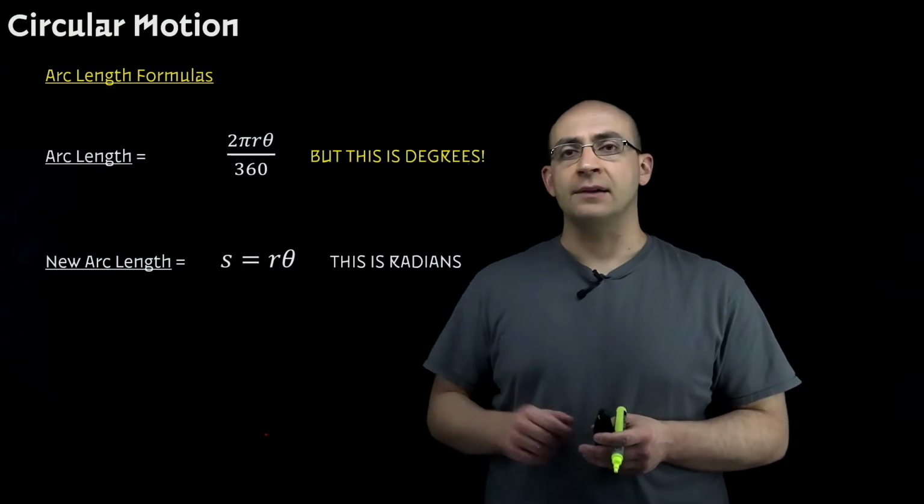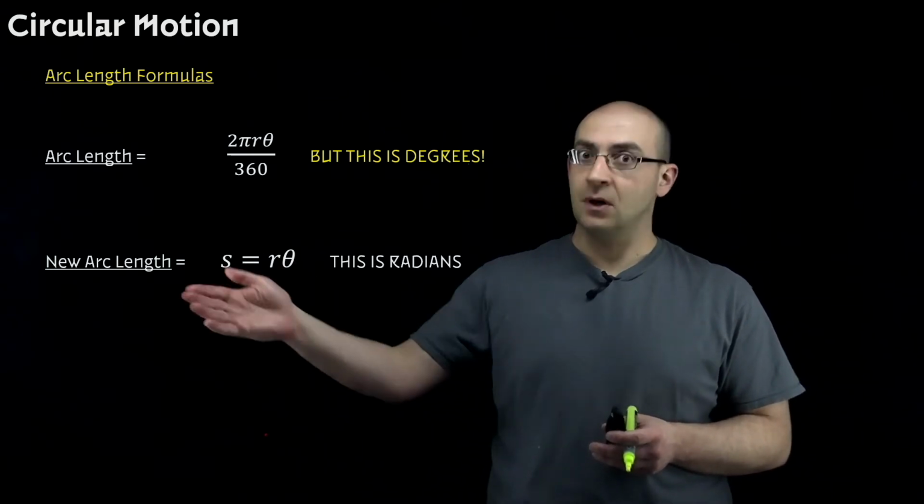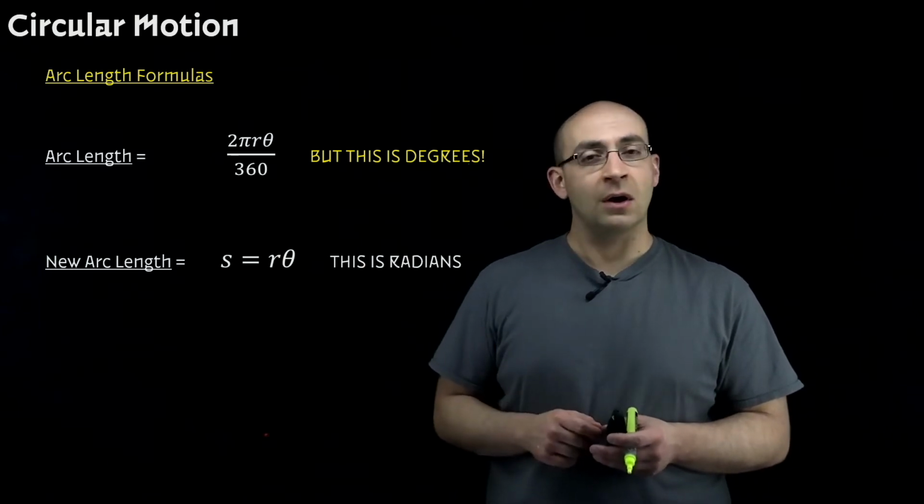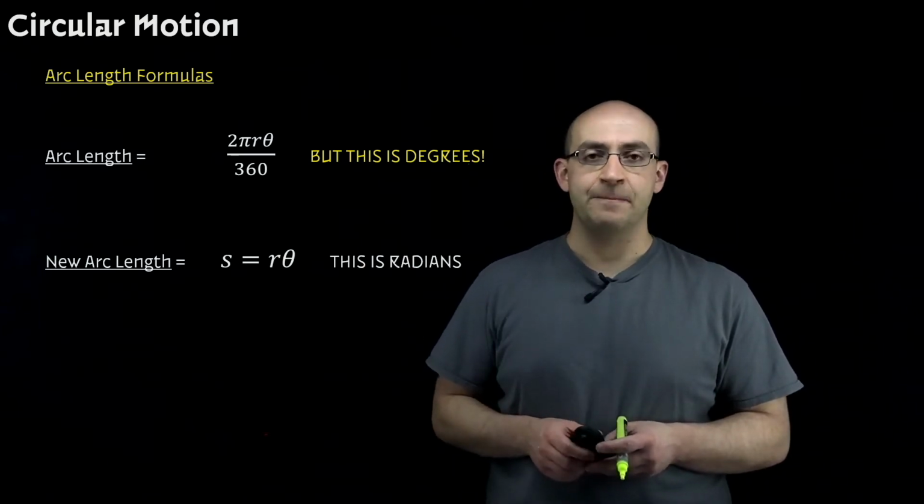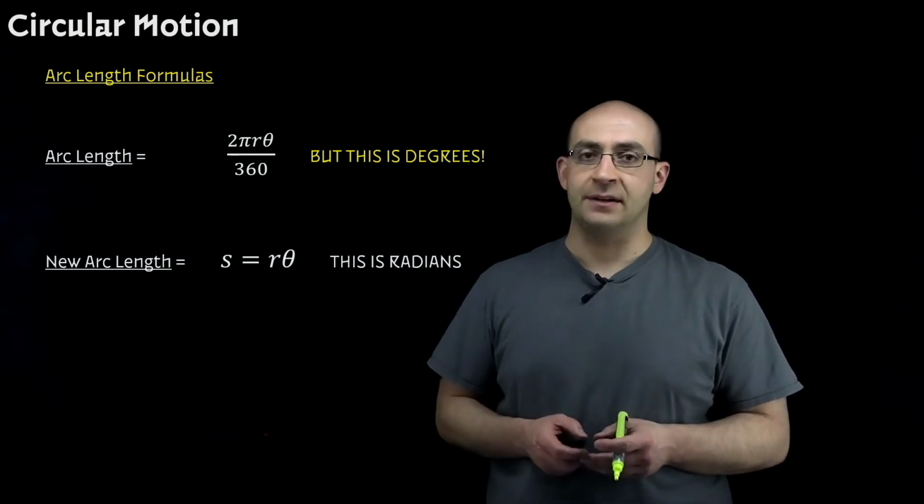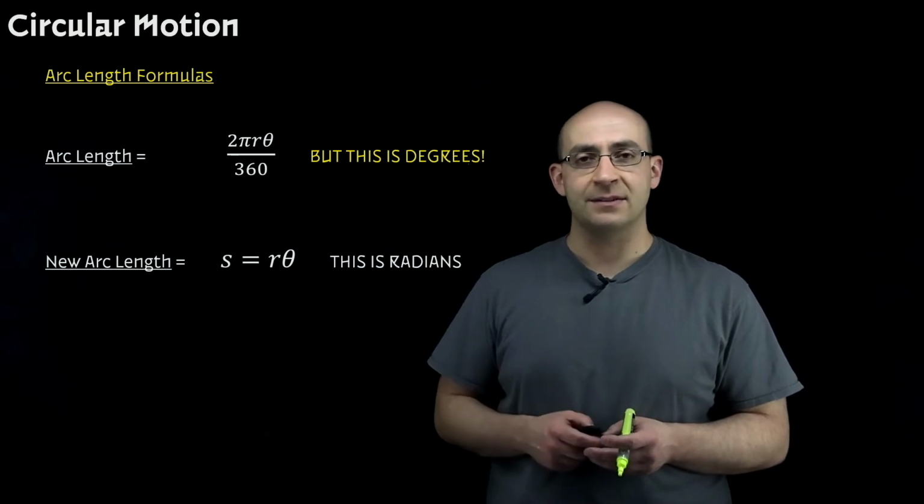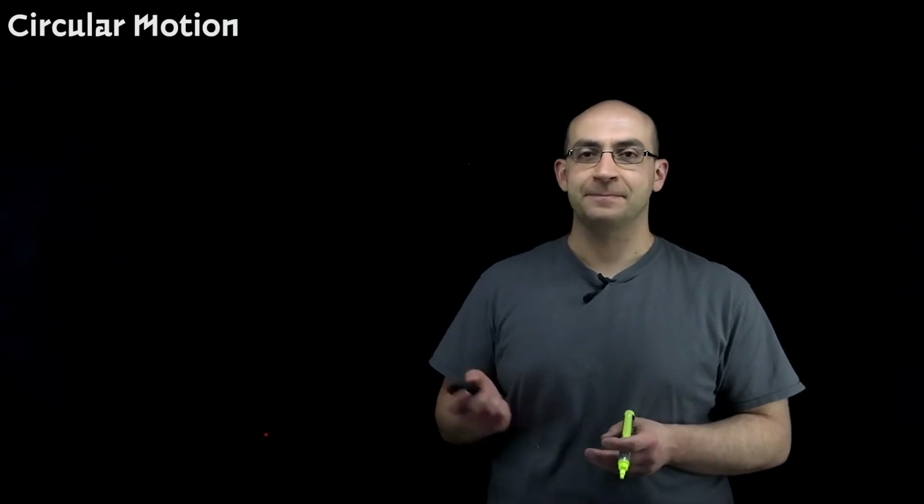Our new arc length formula says pretty much the same thing, where S, arc length, is going to equal r, which is the radius, times theta. It's a lot easier. And it's a lot more helpful when we talk about angular velocity. And that is clearly going to be in radians, because theta, radians, makes sense.